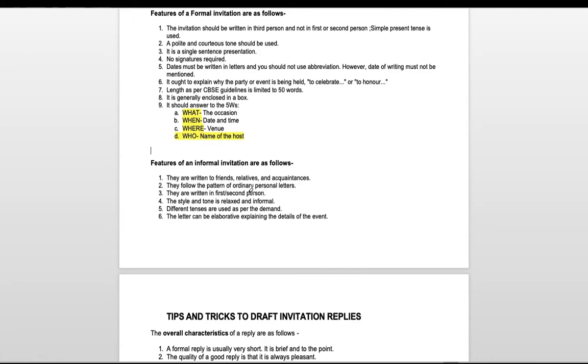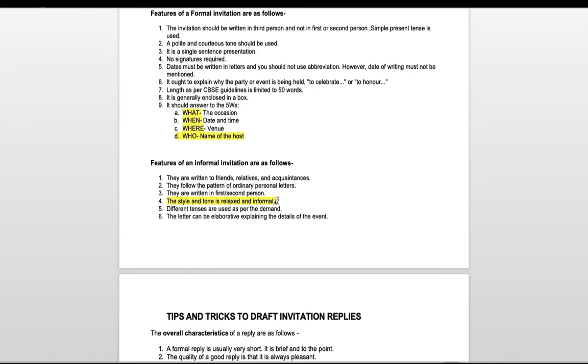And then the style and tone is relaxed and informal. So what do you mean by style and tone of your content? Style and tone is something concerning the way you talk, the way you write. If I am writing a sentence, I request the pleasure of your benign presence, and on the other hand I'm writing, I would love if you come.